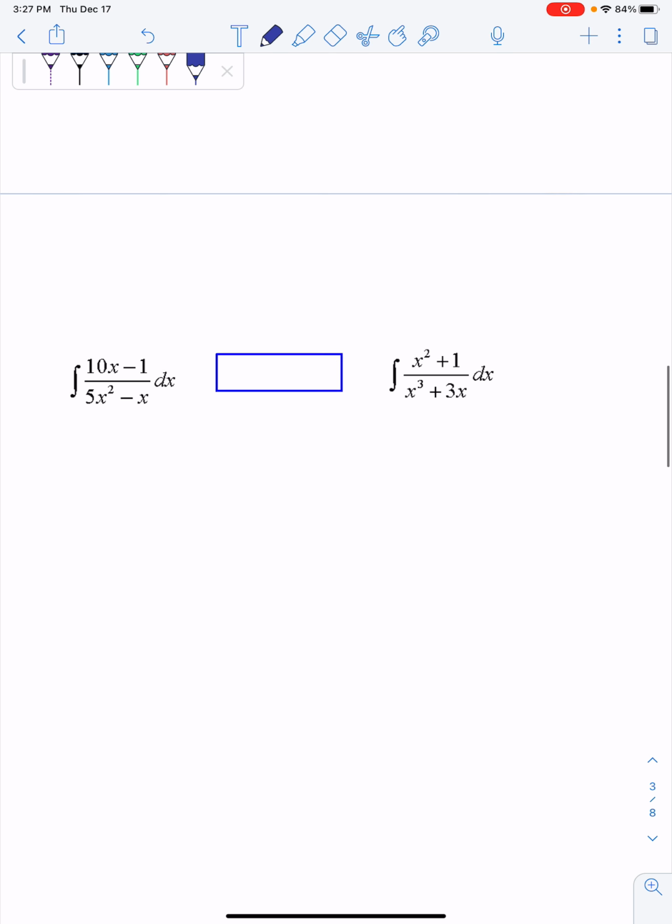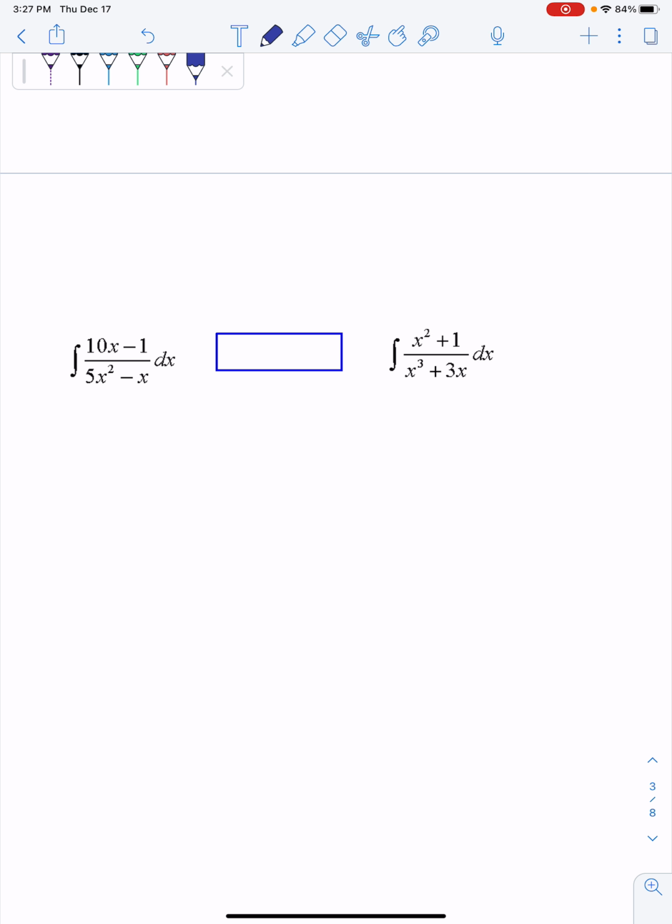Let's keep going. 10x minus 1 over 5x squared minus x. Now, if I take the derivative of this, I get 10x. And if I take the derivative of this, I get -1. So that means the top is just the derivative of the bottom. So my shortcut just tells me that the integral of u prime over u is natural log of u. So that becomes natural log 5x squared minus x plus c. Don't forget about the plus c, okay?